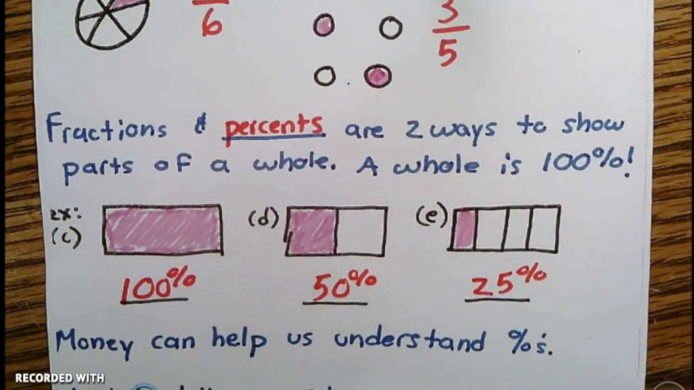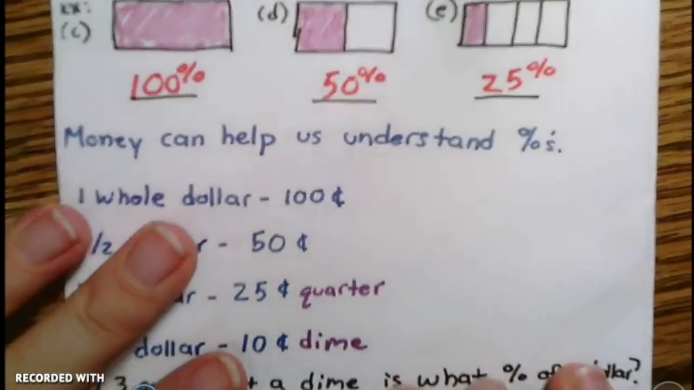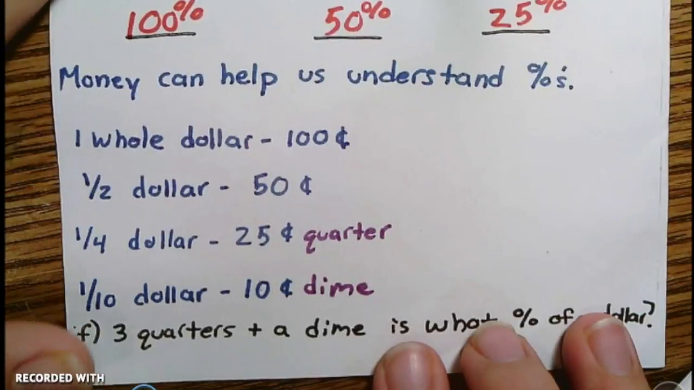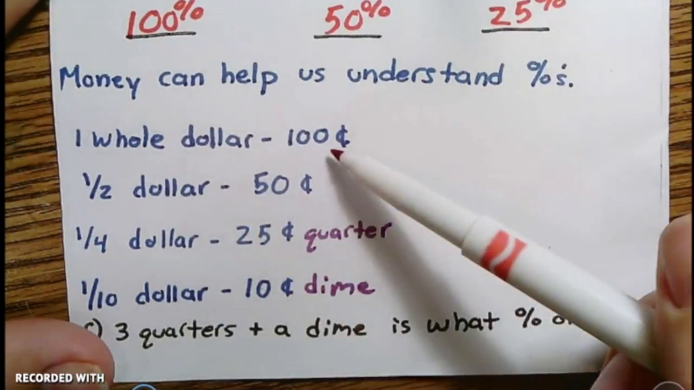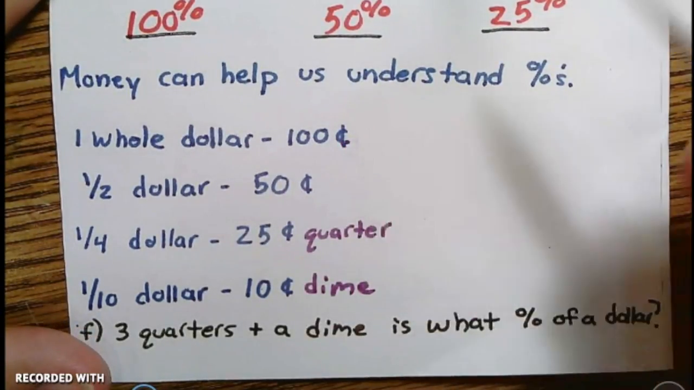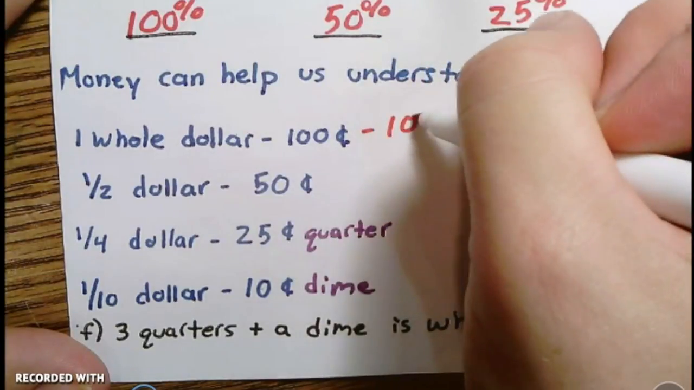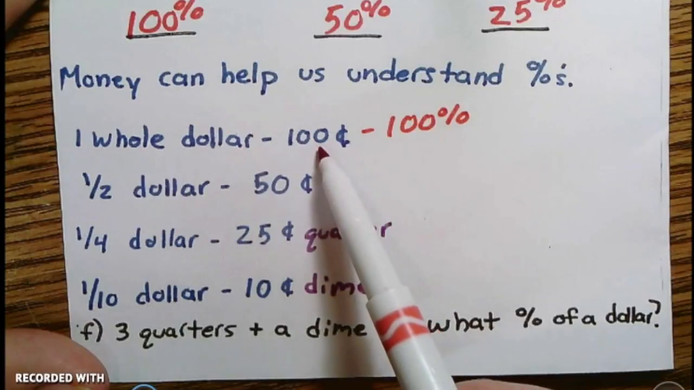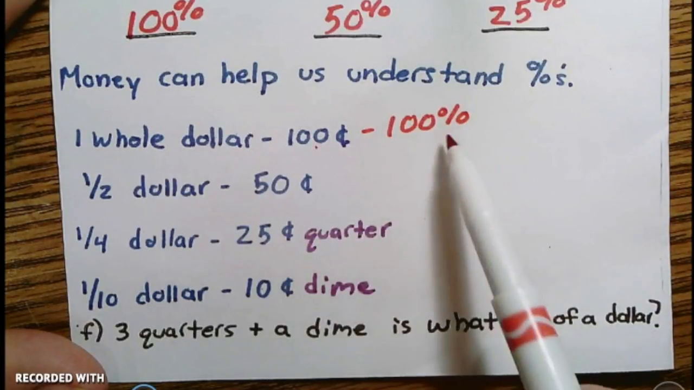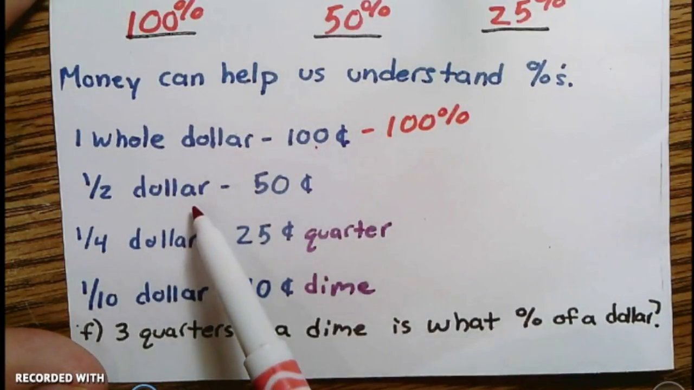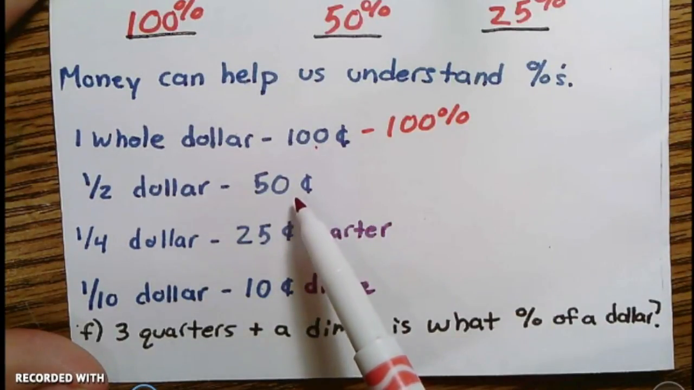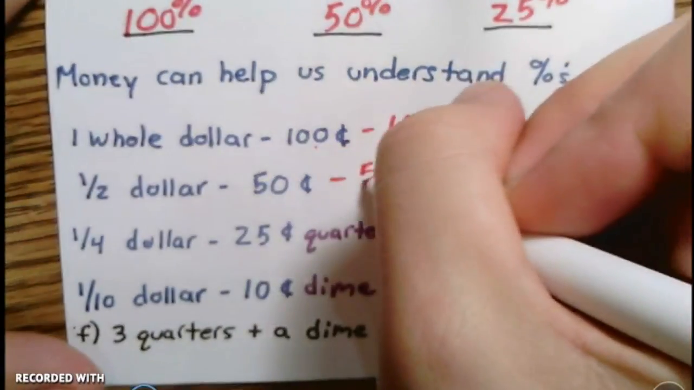We can remember our percents if we connect it to money. Money can help us understand percents. So a whole dollar has 100 pennies in it and is considered 100%. If I've got a whole dollar, I've got a whole, and a whole is worth 100%. Half of a dollar is 50 cents, which makes sense, right? 50 pennies is 50 cents. So half a dollar is 50%.